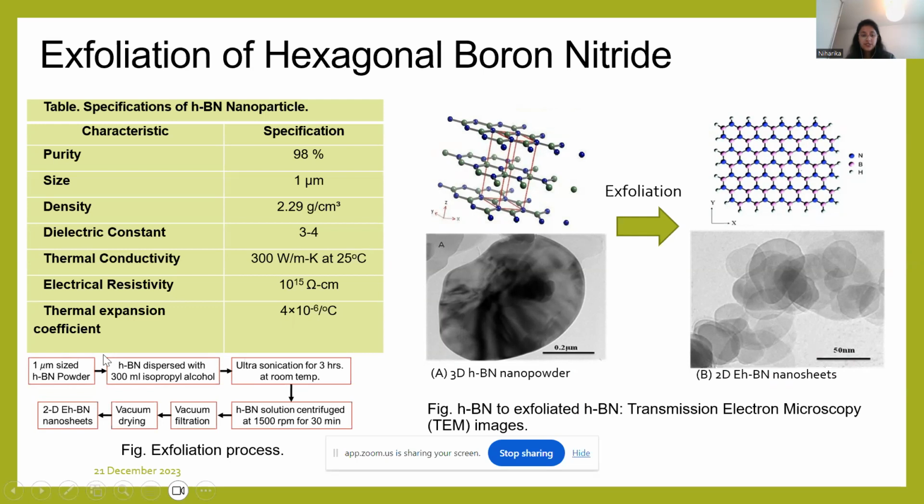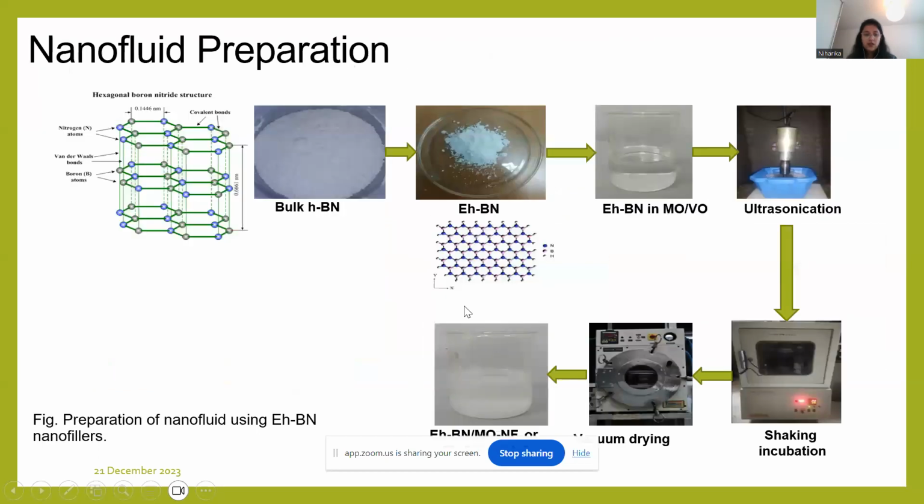For the exfoliation process, we take the 1 micrometer sized hexagonal boron nitride particle and disperse it in isopropyl alcohol. Then we perform ultrasonication at room temperature. Then it is centrifuged at 1500 RPM for 30 minutes. Then we do vacuum filtration and vacuum drying to obtain the 2D hBN nanosheets. For the nanofluid preparation, we take the exfoliated hexagonal boron nitride and disperse it in the mineral oil or the vegetable oil. Then we do ultrasonication, then shake it in a shaking incubator, then vacuum drying, and finally we obtain the nanofluid.